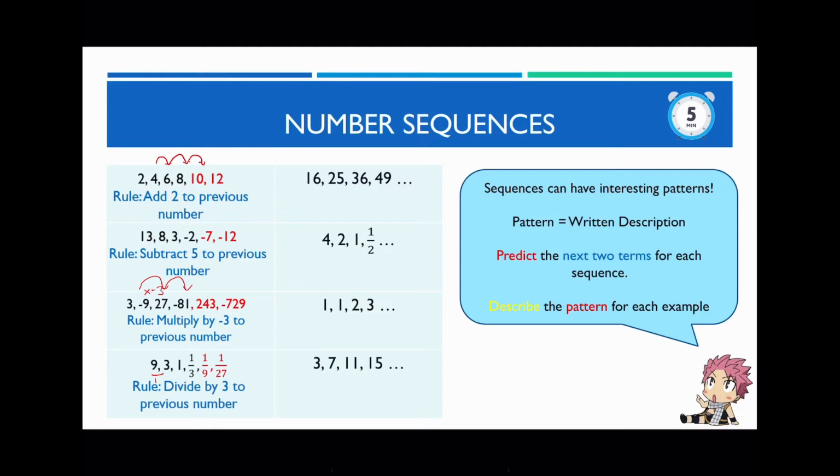For the next few numbers in the other sequence, if you recognize these numbers, these are perfect square numbers. So the rule is pretty much the consecutive square numbers. After 49, the next square number is 64, and the next one is going to be 81.